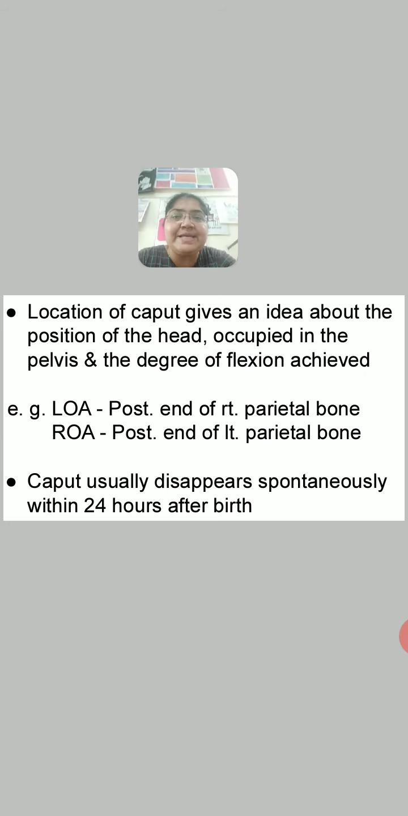Location of caput gives an idea about the position of the head occupied in the pelvis. What is the position of the head? LOA, ROA, you will come to know. Here we are more concerned with the LOA and ROA because these are the normal positions. When the position is LOA, the caput forms on the posterior end of the right parietal bone, on the right side. And if the ROA position, then on the left side, right?